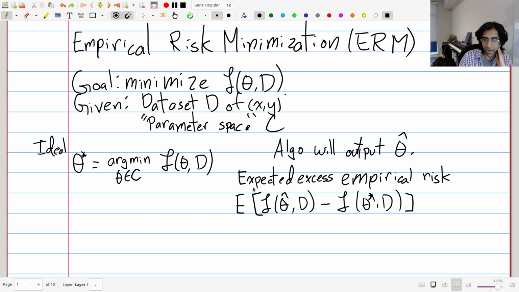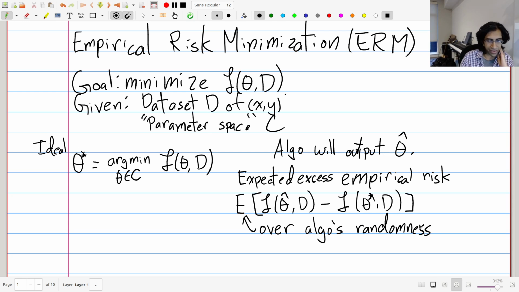And we have the word expected because this is just an expectation. And where is this expectation? This expectation is over the randomness of the algorithm. So just let me make one thing clear.